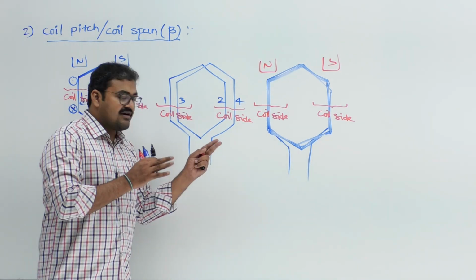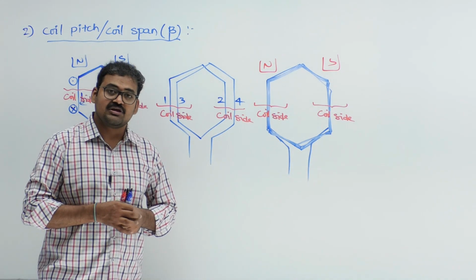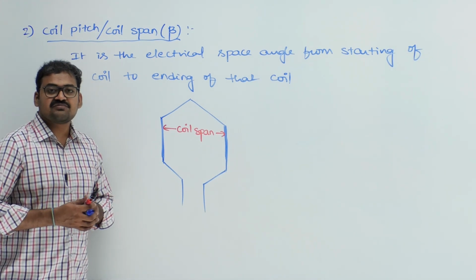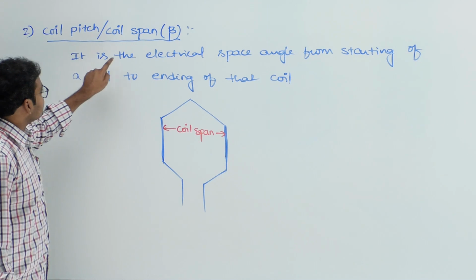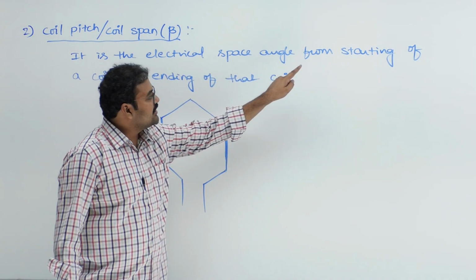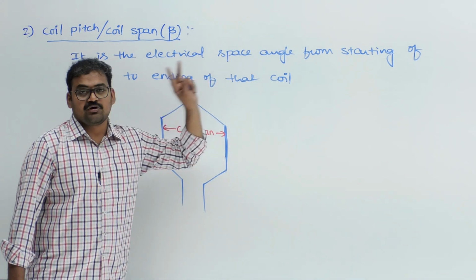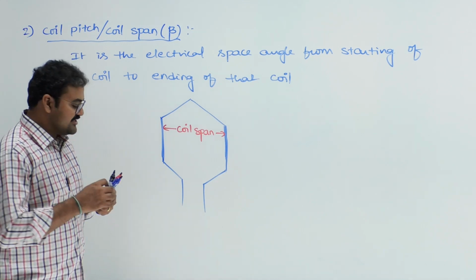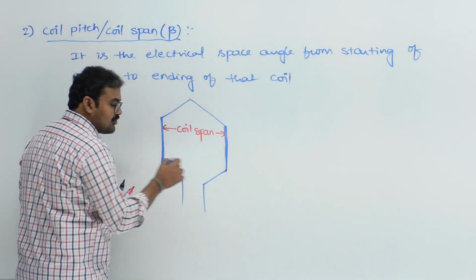Now, once you have an idea about a coil, let us understand what is meant by coil pitch or coil span. Okay. Now, let us see what is the definition for coil span or coil pitch. Read the definition. It is the electrical space angle from the starting of a coil to the ending of that coil. Very simple. I told you a coil will have two sides. This is one side of a coil. This is the other side of a coil.